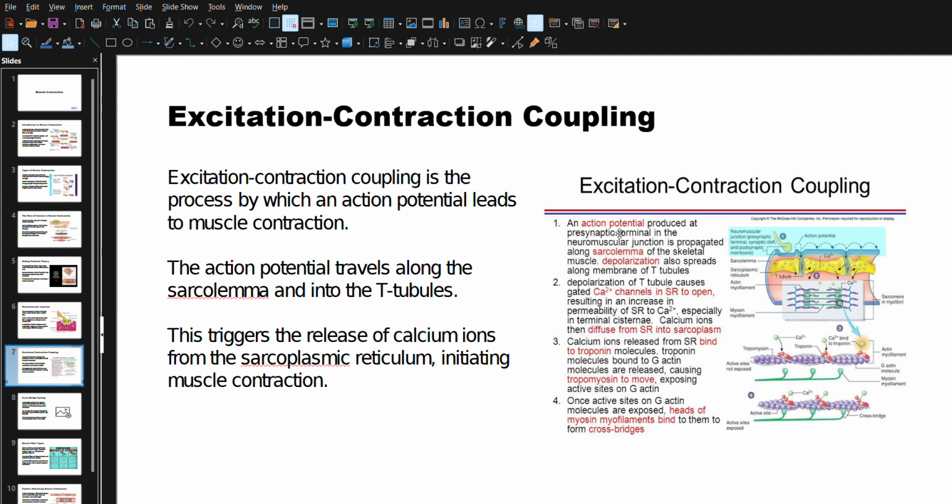Here in the diagram also you can see how it takes place, how the depolarization takes place, and the calcium channels will open in the sarcoplasmic reticulum, resulting in an increase in permeability. Here you can see.